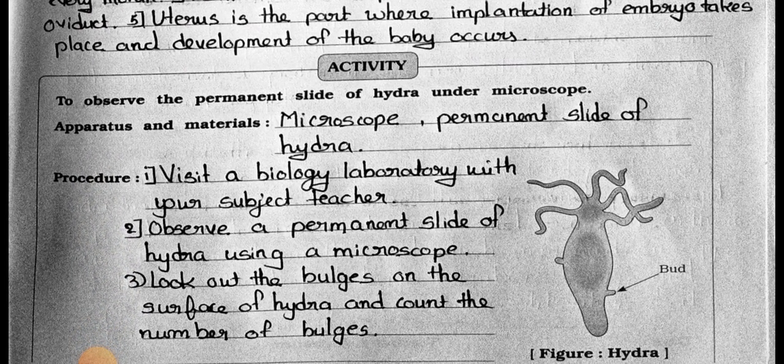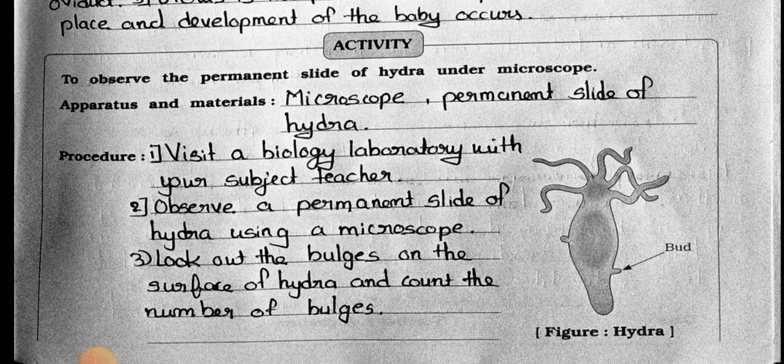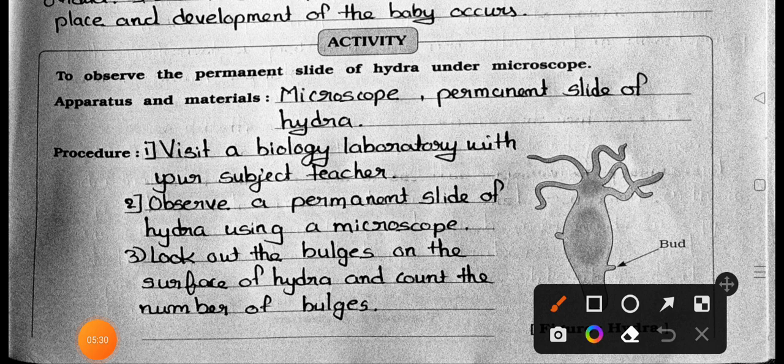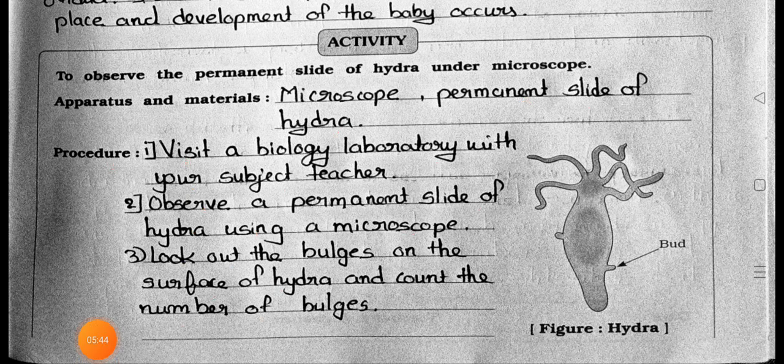Now the activity: to observe the permanent slide of hydra under a microscope. Apparatus and materials are a microscope and a permanent slide of hydra. Now procedure. Visit a biology laboratory with your subject teacher. Observe a permanent slide of hydra using a microscope. Look out for the bulges on the surface of hydra and count the number of bulges.